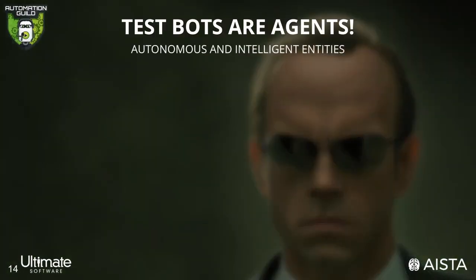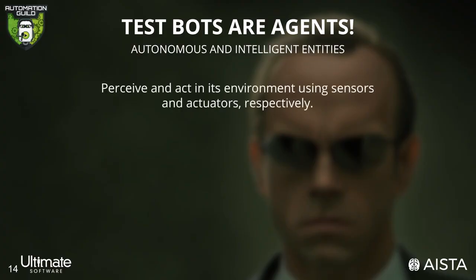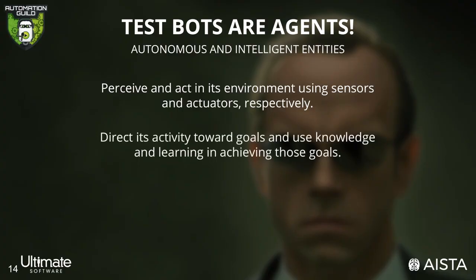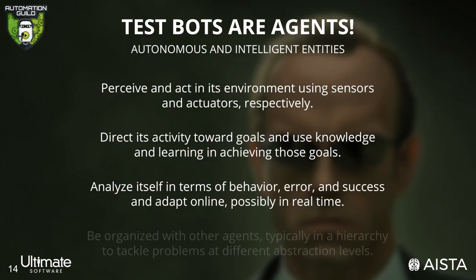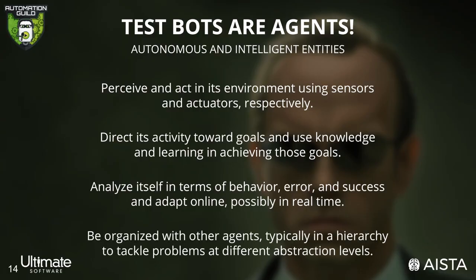So lastly, the bots are agents. They're these autonomous and intelligent entities that, as we mentioned, perceive and act in their environment using sensors and actuators. They direct their activity towards goals and use knowledge and learning to achieve those goals. They can analyze themselves, and this is very key. They look at their own behavior, their errors and success rates, and then they can adapt online, possibly in real time. And then they can be organized with other agents. Just as we collaborate, the bots collaborate, they solve problems at different levels of abstraction.